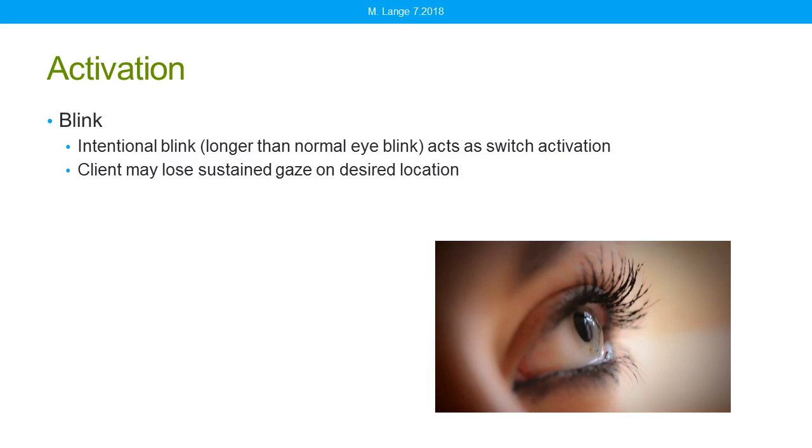Now, part of the challenge with eye blink for some clients is if the client has landed on a certain location on their speech generating device, and now they want to select it, by creating this intentional longer blink, they might lose their location, at least upon opening. But even as they attempt to make a long blink, it might move the eye away from the desired location. So it's important to determine if the client is able to sustain that eye gaze on the desired location while they're initiating that long eye blink.